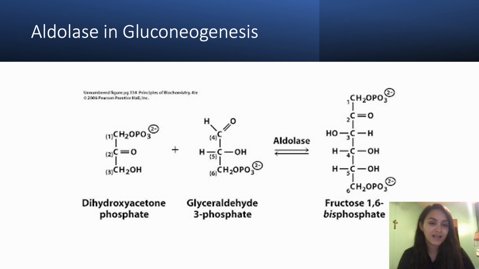By participating in the fructose 1,6-bisphosphate aldolase cleavage, aldolase helps generate the necessary intermediates for gluconeogenesis and contributes to the synthesis of glucose from non-carbohydrate precursors. So this enzyme plays a crucial role in the regulation of glucose metabolism and helps ensure a continuous supply of glucose for essential bodily functions.